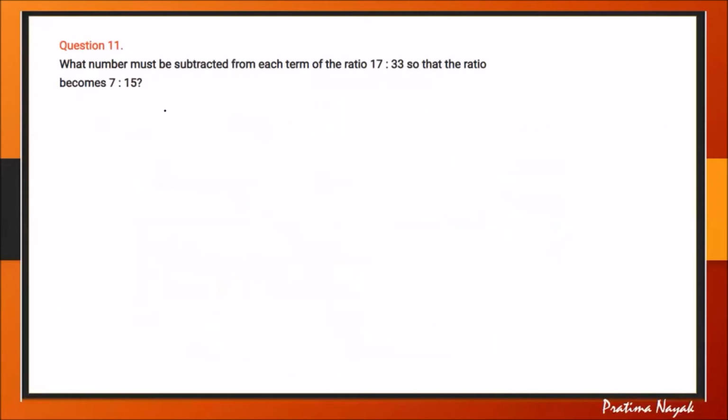Question number 11. What number must be subtracted from each term of the ratio 17 is to 33 so that the ratio becomes 7 is to 15? So there it was added, now it is subtracted. The number is x. Here that x will be subtracted from this ratio 17 by 33, and it will become 7 by 15.